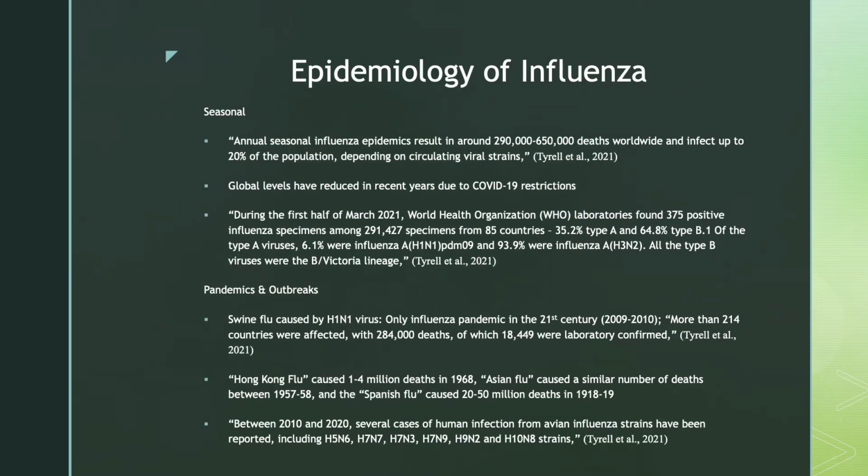Annual seasonal influenza epidemics result in around 290,000 to 650,000 deaths worldwide and infect up to 20% of the population, depending on circulating viral strains. Global levels of seasonal influenza have reduced in recent years due to COVID-19 restrictions of mask wearing and social distancing. During the first half of March 2021, the World Health Organization found 375 positive influenza specimens among 291,427 specimens from 85 countries.